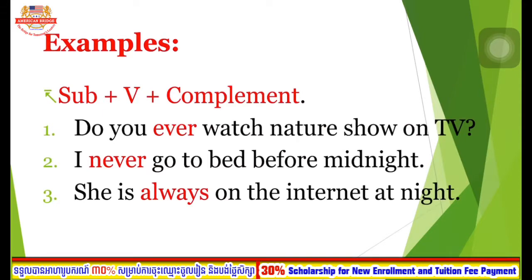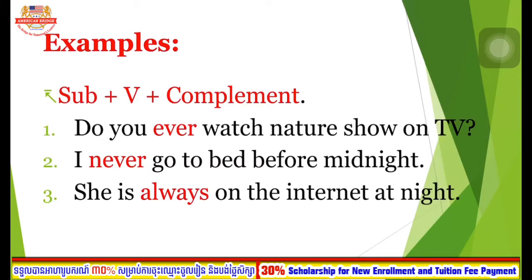So as you can see here, subject plus verb plus complement. This is the form of present simple. Verb should be the base form, verb 1, and complement. Complement is similar to the word object, but it is slightly different. It is a little bit longer than object.